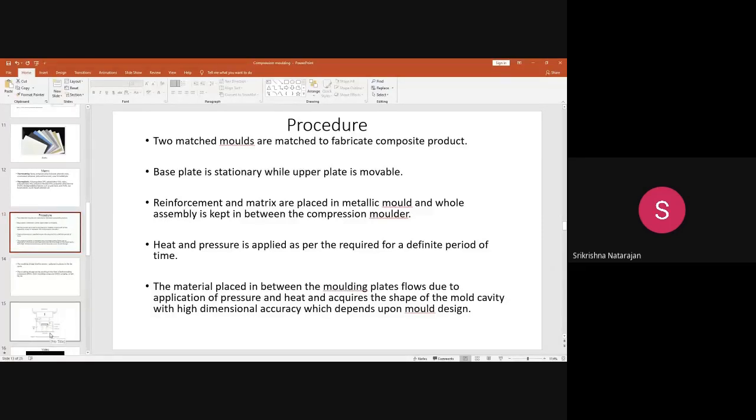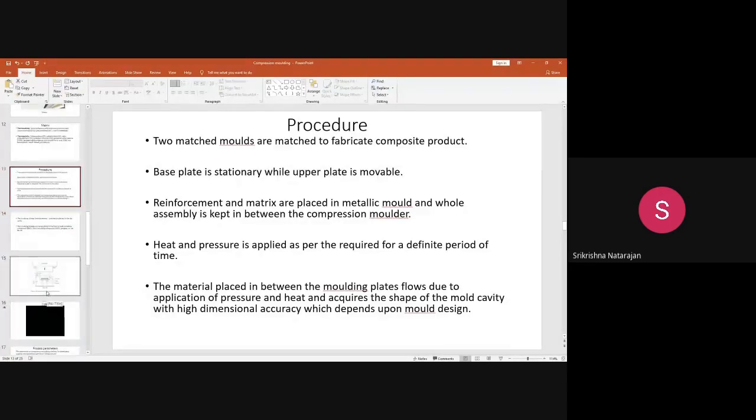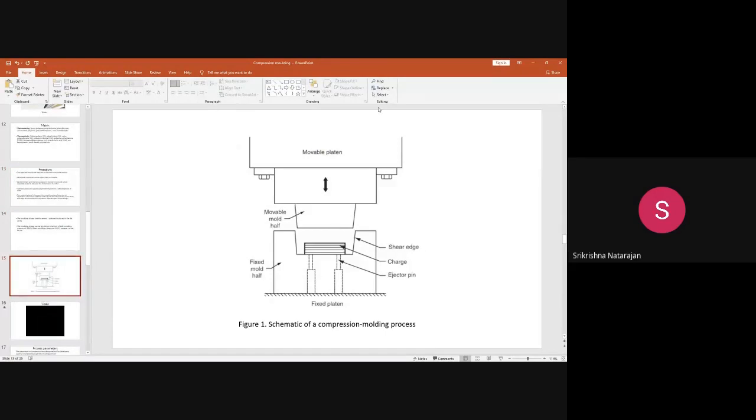First I will show you a small schematic diagram. This is how the compression molding process looks. Here you can see there is a lower half and an upper half of a die, which is otherwise called the mold. This lower half remains stationary in most cases, and the upper half will be the moving type of mold.